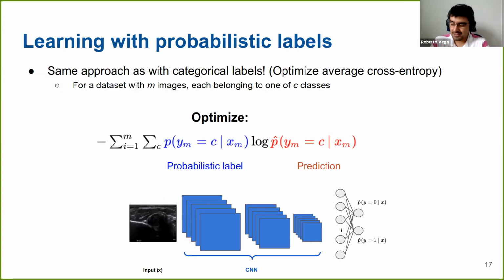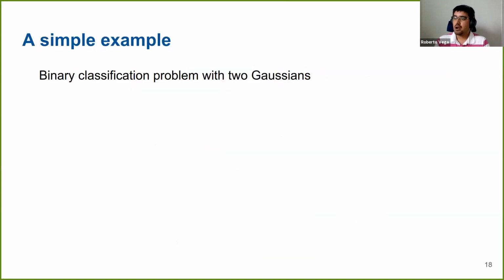The good news is that the same approach that we use for training with traditional labels can be applied with probabilistic labels. So we can still optimize the cross entropy, but now instead of making this number 0 or 1, depending on the label, we actually use the probability, 0.2 and 0.8. And then we train the network in the same way. We just change the label. Now, let me give you a simple example of why this makes sense.